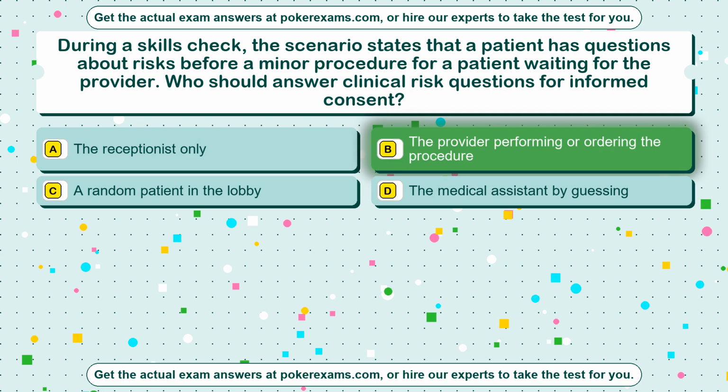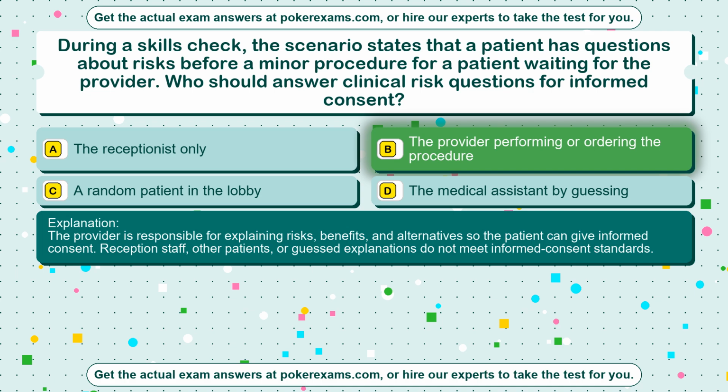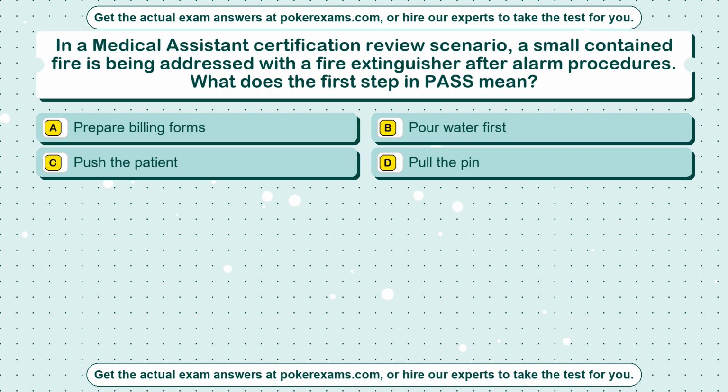The correct answer is option B. The provider performing or ordering the procedure. The provider is responsible for explaining risks, benefits, and alternatives so the patient can give informed consent. Reception staff, other patients, or guest explanations do not meet informed consent standards. Question 16.